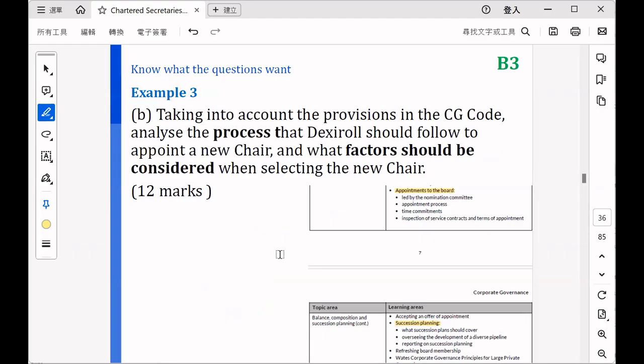Now, apart from that, we also have some examples of the appointment of a chair, and the factors that should be considered in the appointment of a chair. Again, just give you 1 minute.